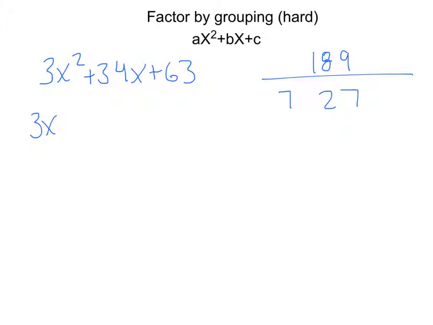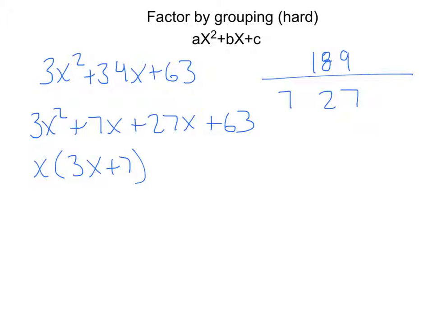So we say 3x squared plus 7x plus 27x plus 63. And of course the 7x plus the 27x gives us our 34x. So we haven't changed the problem at all. So all we're going to do now is our grouping. So we say x times 3x plus 7. So that means we have to pull out something that will leave us with 3x plus 7. In this case it's going to be a 9.